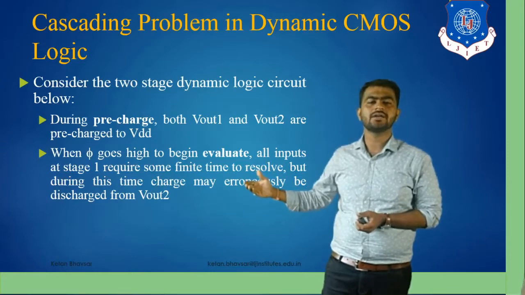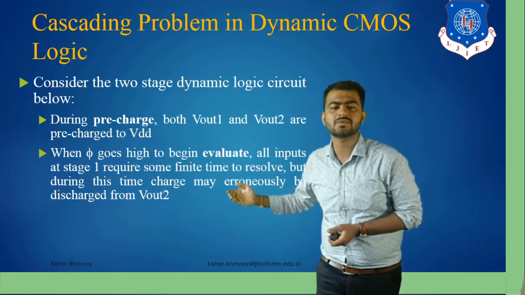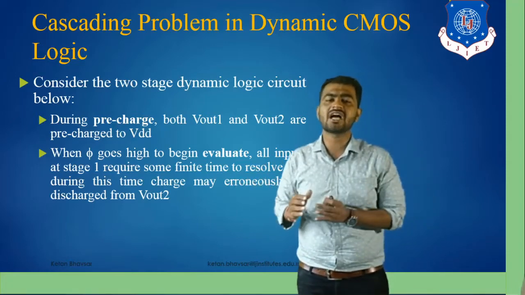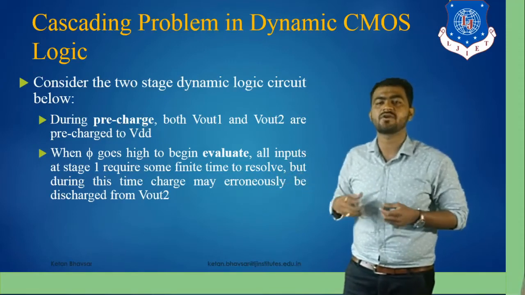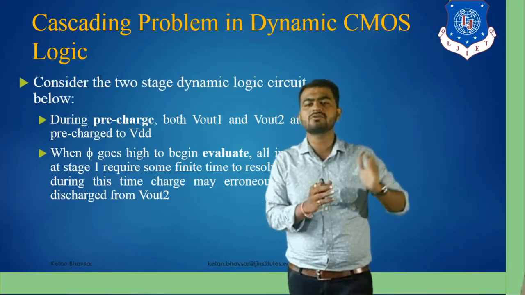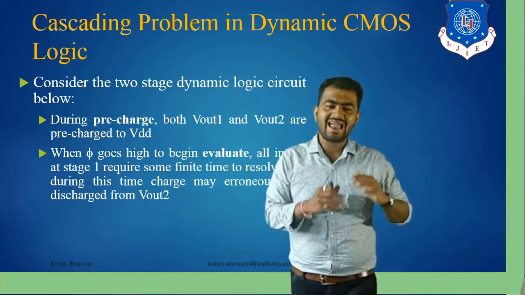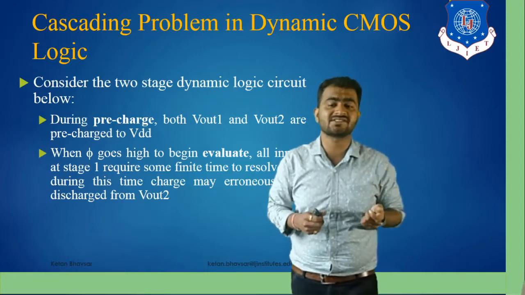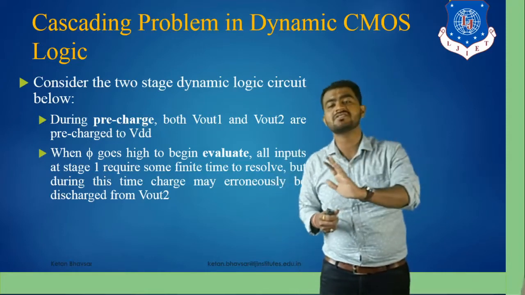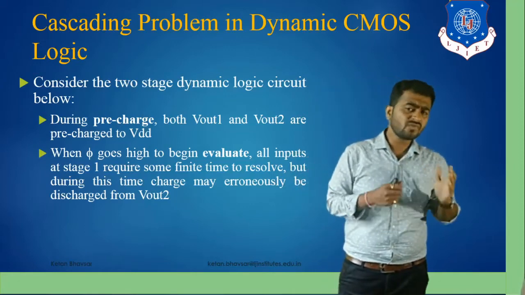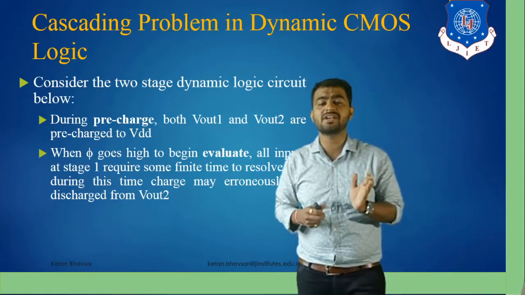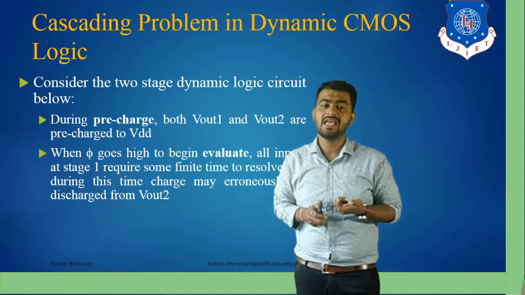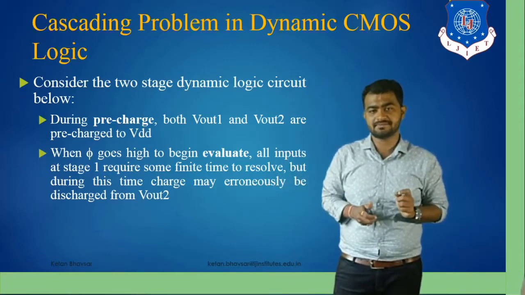When phi goes high to begin evaluation, all the inputs at stage 1 require some finite time to resolve. But during this time, Vout2 may erroneously discharge. When the NMOS transistors switch from high to low, it takes a certain amount of time for the discharging, and at the same moment your next transistor will be turned on. So a delay is generated in the circuit. It's called a race problem.